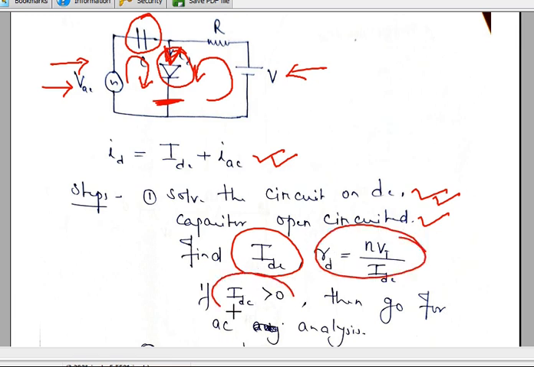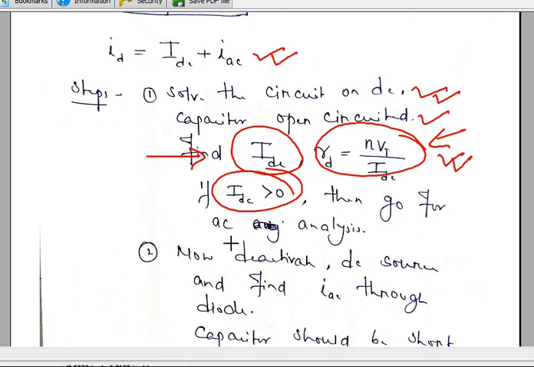Once your ID is more than 0, then only you will go for AC analysis. If the current is less than 0, then you are not going to get anything. So first find out the value of IDC and then RD also, and check whether ID is more than 0 or not. If it is more than 0, then you are allowed to go for the AC analysis.